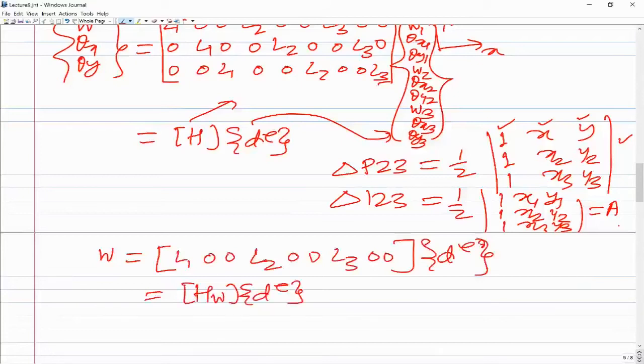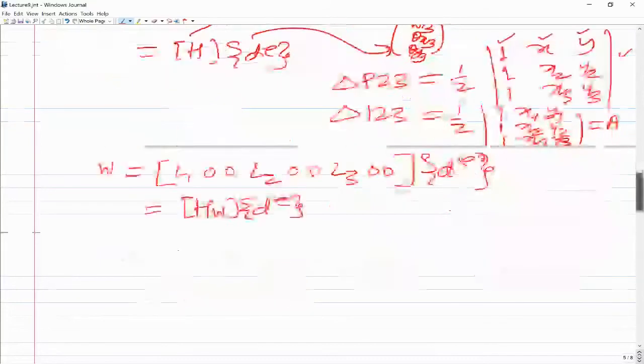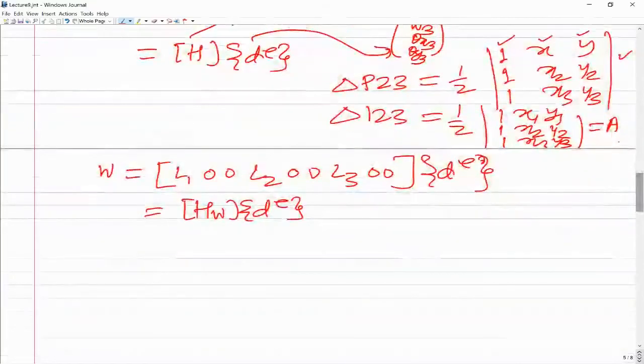And similarly for theta n and theta s. Theta n would be equal to nx into theta x plus ny into theta y. And similarly you can write theta s in terms of theta x and theta y. So their interpolations can also be written in a similar manner.